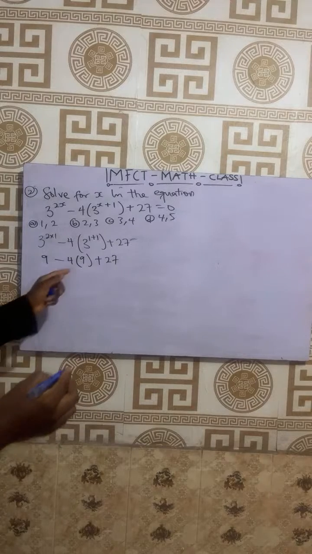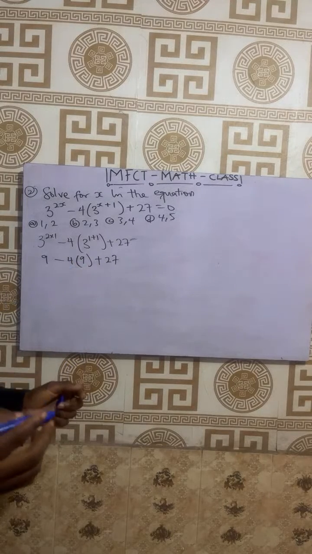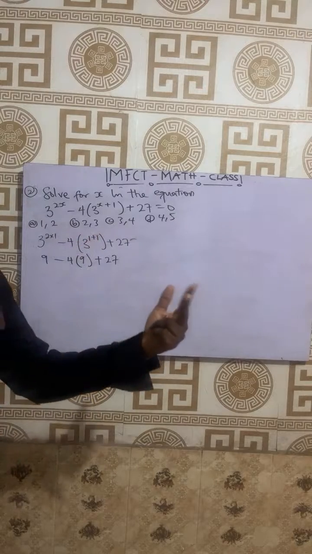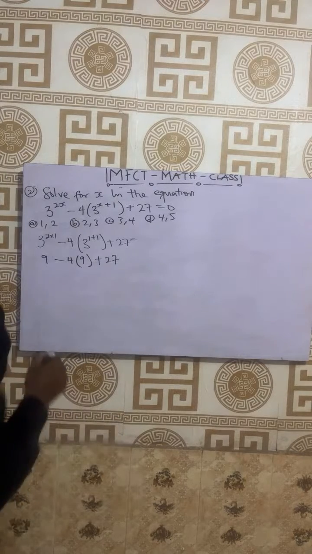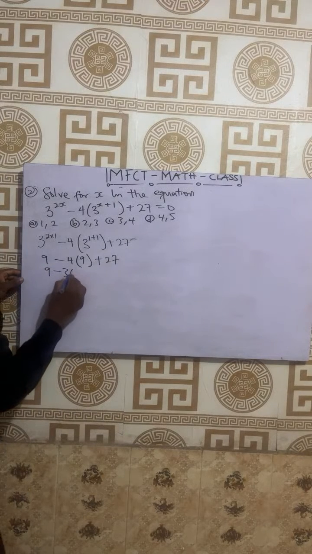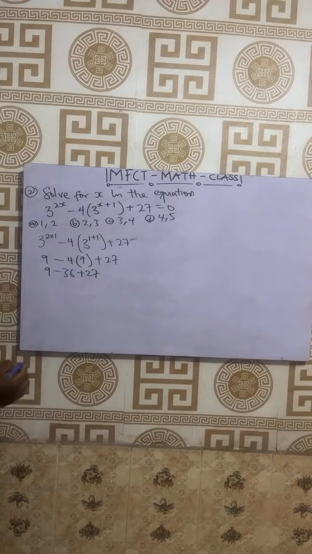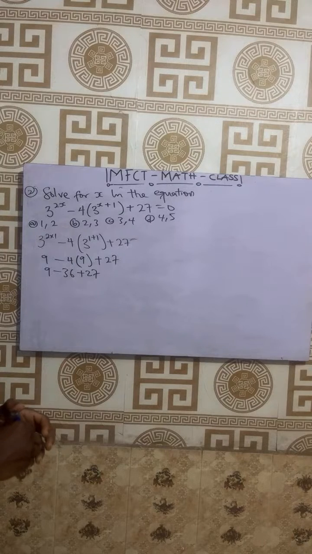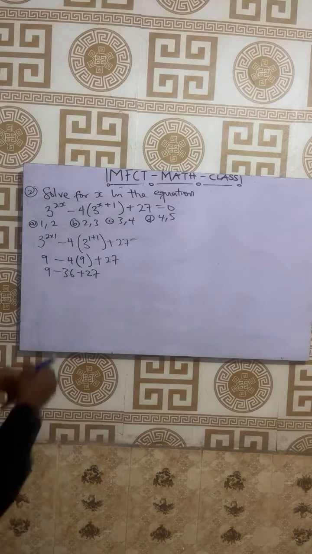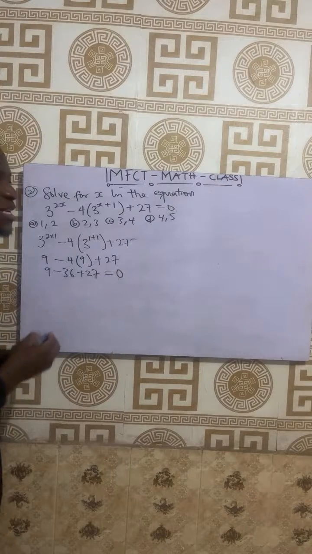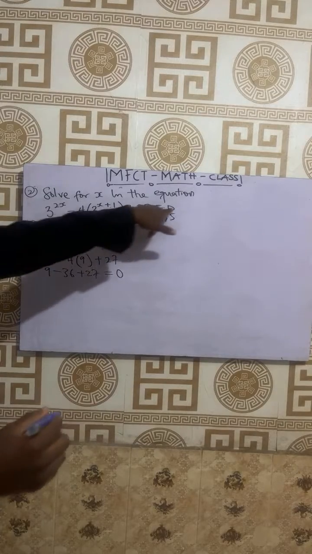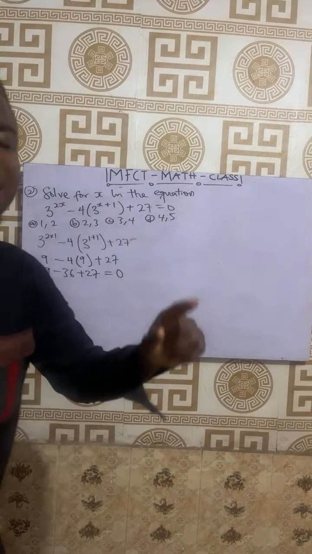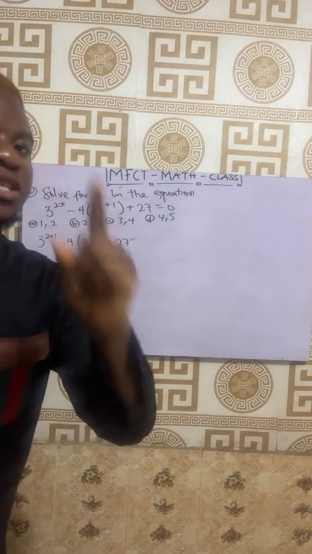Now, guys, let's do this. What is 4 times 9? That simply means we have 9 in 4 places. 9 in 2 places is 18, so 18 plus 18 is 36. So this will be 9 minus 36 plus 27. What is 9 minus 36? It gives us minus 27. And this one gives us 0. So this simply means that if I represent the value of my x as the first option here, I'm going to get what is here, which is 0. So this simply means that in my answer, there must be 1.